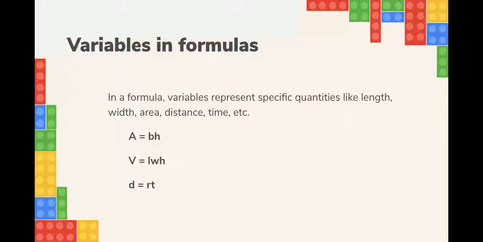Distance is equal to the rate times time. So to find out how far you'll travel in 3 hours, you take your average speed, which is the rate, and multiply it by the number of hours you're traveling, and that will tell you the distance, or the number of miles you will be traveling.